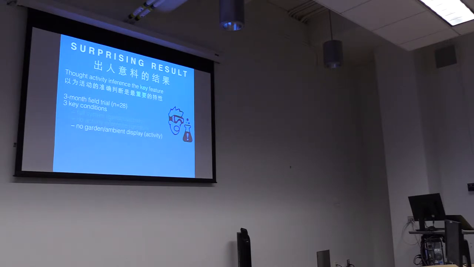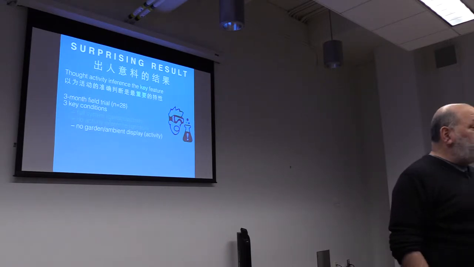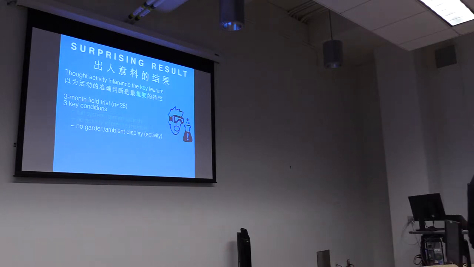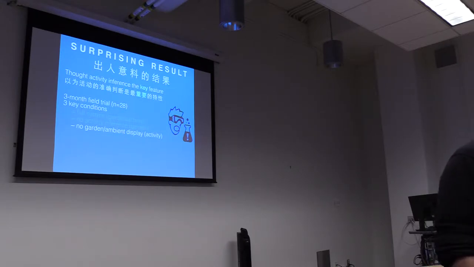There are three conditions that are really important here. One is the full system, meaning people have this thing on their belt and they had that garden on the background of their phone. Another set of people had the garden, but they had no activity inference. They had to manually journal all their activities.